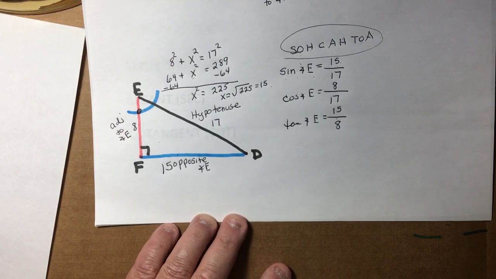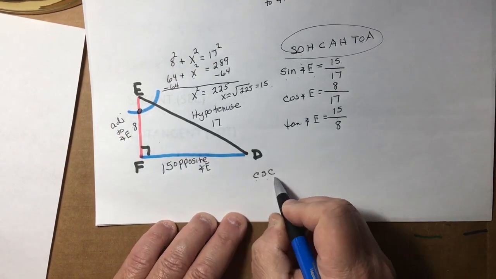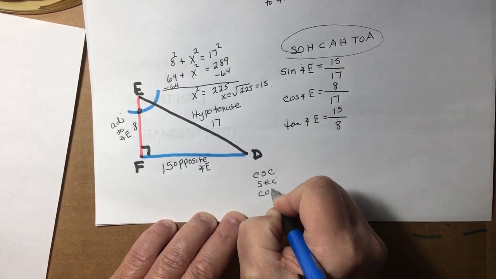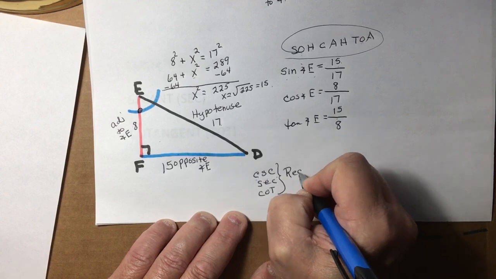I might say, what about the other three trig functions? Cosecant, secant, and cotangent. Well, cosecant, abbreviated CSC, secant, and cotangent are called the reciprocal trig functions.